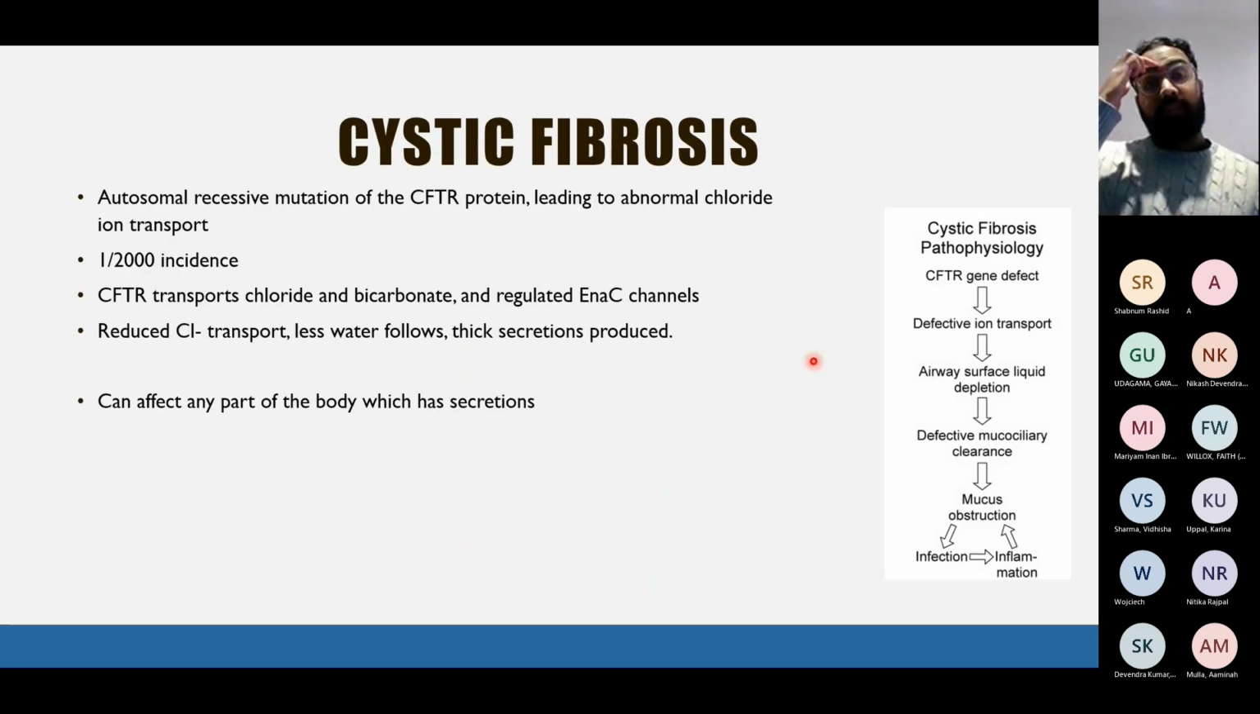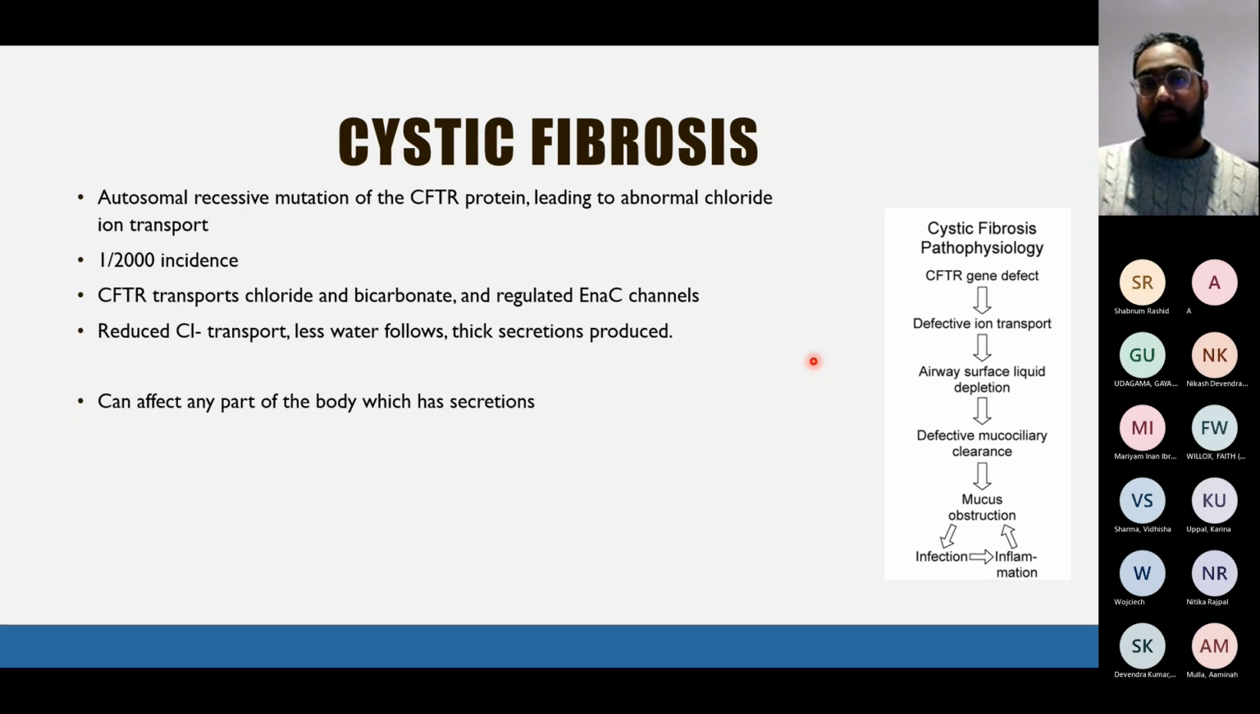So cystic fibrosis is an autosomal recessive mutation of CFTR. CFTR protein is vital in the transport of chloride ions. And because chloride is an osmotically active ion, where chloride goes, water follows. So the pathophysiology is if you can't export enough chloride ions in your secretions, less water is going to follow it. So your secretions become thicker and they get stuck everywhere.